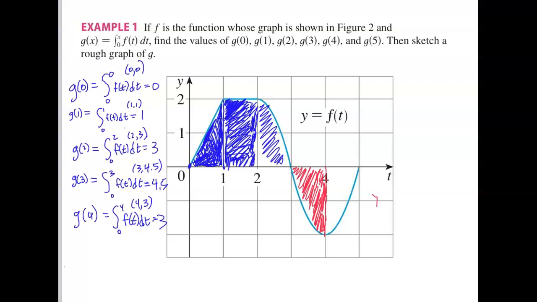All right, one more to do. G of 5. Integral 0 to 5. We got a little more negative area. What do you think? Yeah, I would agree, because this is symmetric, so if we're calling that 1.5, we're going to take off an additional 1.5. 3 minus 1.5 is 1.5. All right, so that's the coordinate 5 comma 1.5.